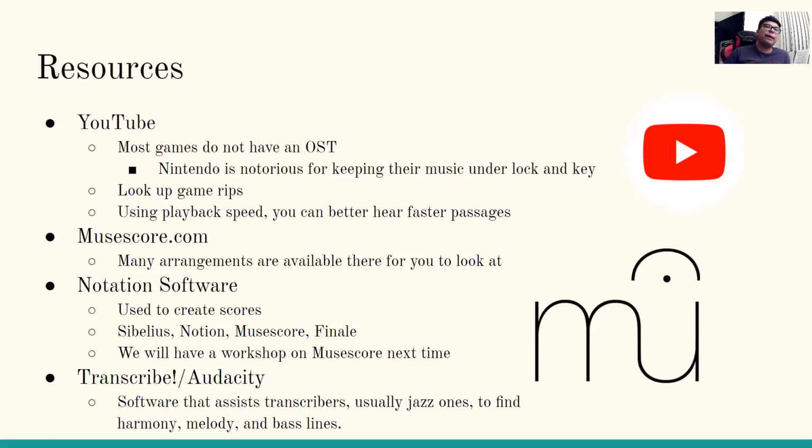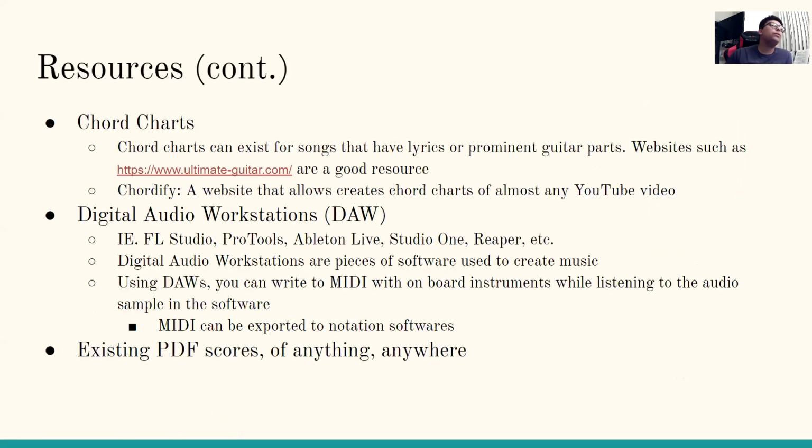Notation software will be important to getting your music out. That includes things like Sibelius, Notion, MuseScore and Finale. We'll talk about MuseScore next time, as it is, in my opinion, the best entry-level notation software out there. And then there's Transcribe and Audacity. Transcribe is software designed to assist people who transcribe, usually jazz music, and it helps them find harmony, melody and bass lines. It's super helpful, but it does have a price, so you have to pay for it.